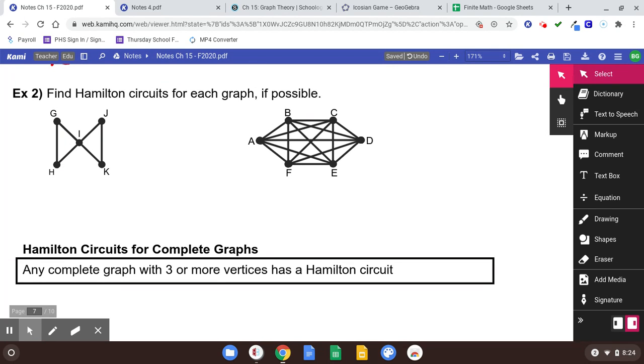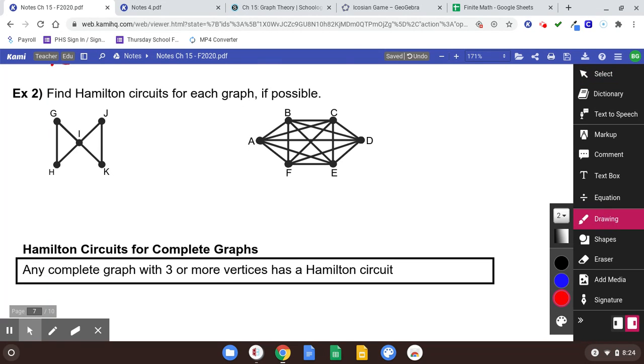Two, find Hamilton circuits for each graph if possible. So really all you're trying to do is figure out a way to get all the dots. Let's start with G. No, I can't do that. I can't do it that way because I can't hit I more than once. So let's try starting at I.